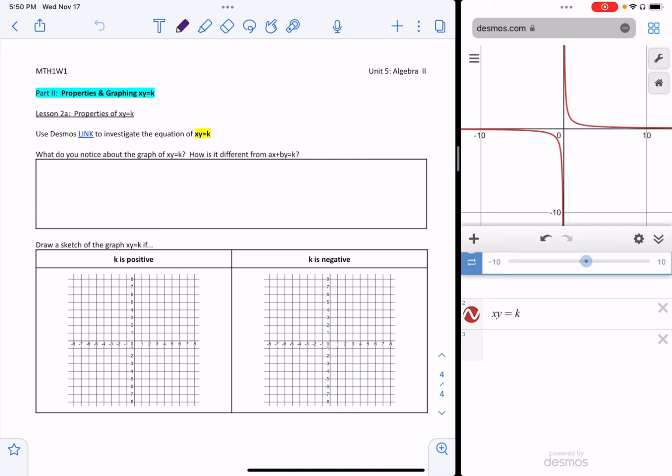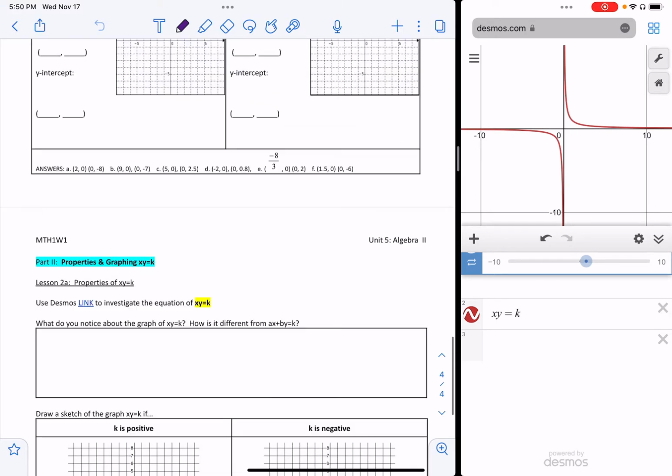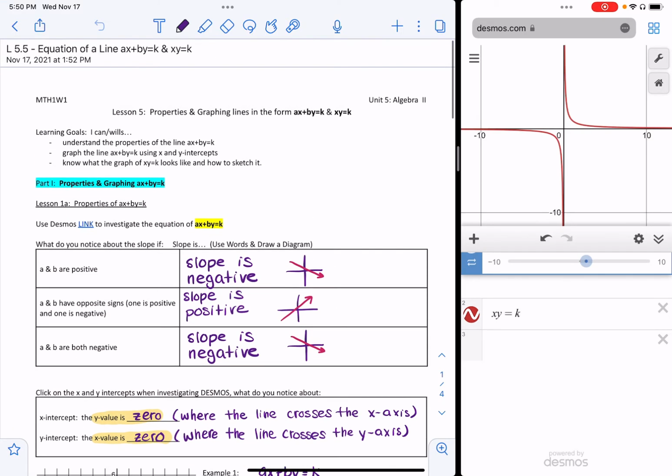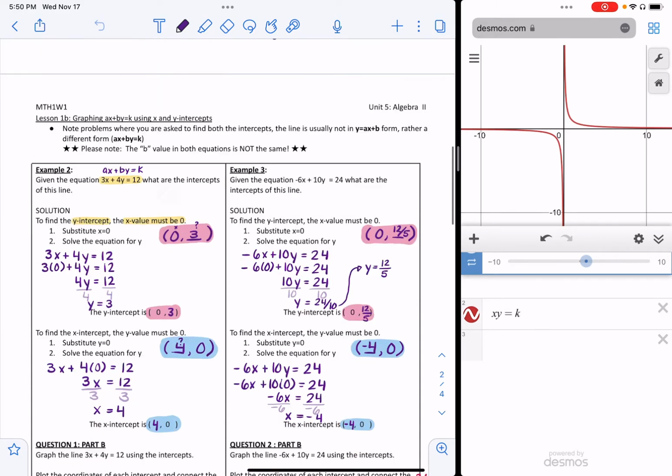For this lesson, we're going to be finishing up lesson 5.5, in which we were looking at graphing with our x and y intercepts and looking at the form of a line ax plus by equals k. We were also looking at xy equals k, and that's the piece that we will go through today.